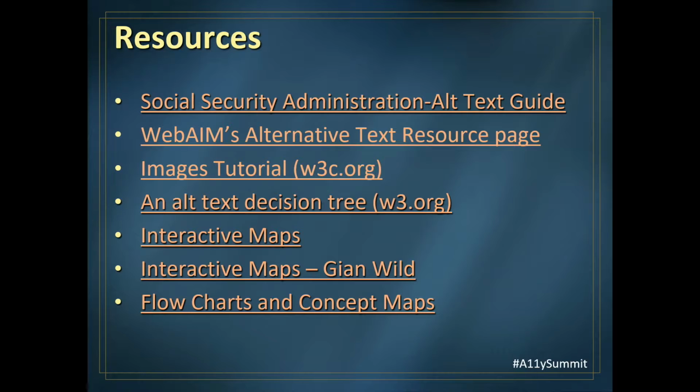W3C has a page called the alt text decision tree. It's really great. It's like a flow chart that asks you, is it functional? And it asks you all these different questions, and it'll help you figure out at least how it should be written. It may not tell you exactly how to write it, but is it content-based? Is it a link? Is it a function? And then it'll give you suggestions on how you should write that.